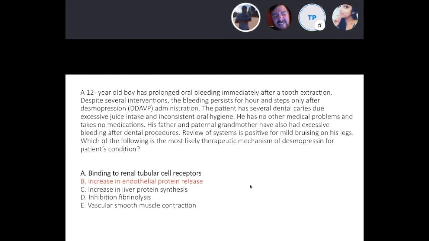It's asking for this patient's condition. What's the therapeutic mechanism of desmopressin? Yes, answer A is also correct, but in this patient the therapeutic mechanism is to increase von Willebrand factor release. So that's why it's B. Does that make sense for you guys? Yeah.